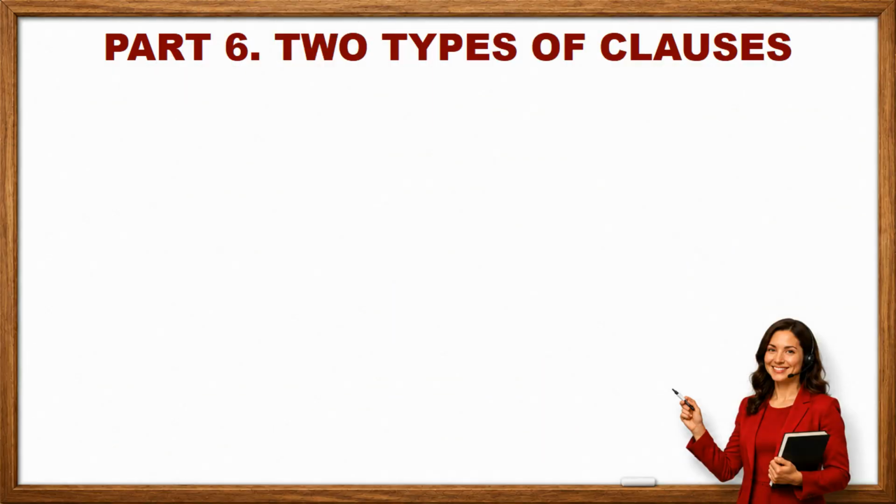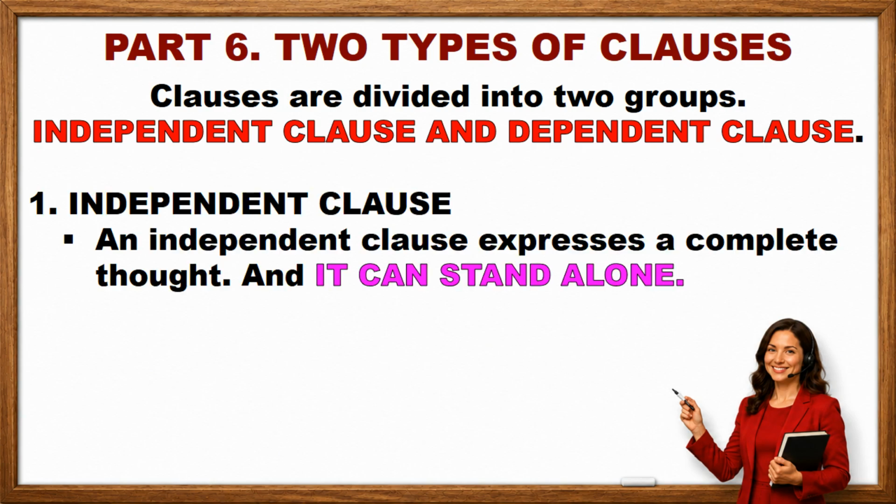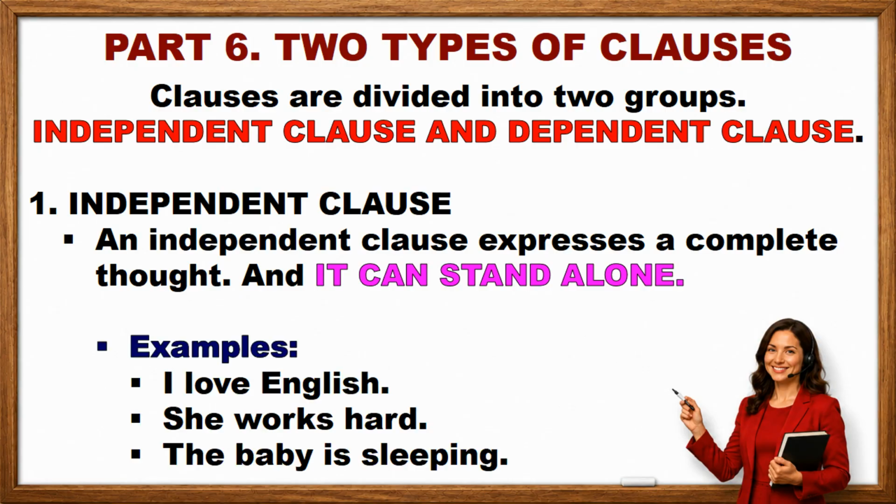Part 6. Two types of clauses. Clauses are divided into two groups: independent clause and dependent clause. Let's see one by one. 1. Independent clause. An independent clause expresses a complete thought, and it can stand alone. Examples: I love English. She works hard. The baby is sleeping. These are complete sentences.